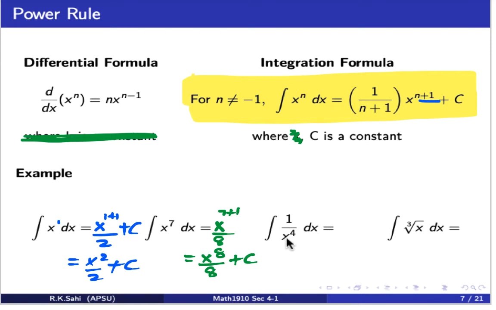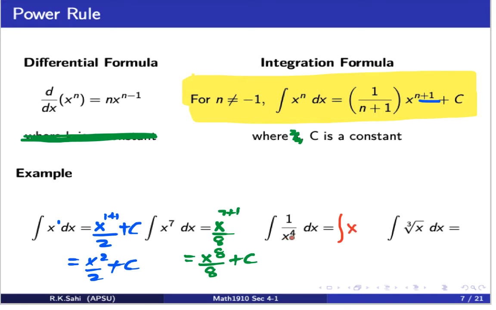Okay, let's look at the next one. We're looking at the integral of 1 over x to the power 4 dx. We have to be very careful before applying this formula. The formula has to have x in the numerator. Here the x is in the denominator. We'll apply exponent rules and take this x to the power 4 into the numerator. So we have to first of all write it in the proper form that the power rule is asking us for.